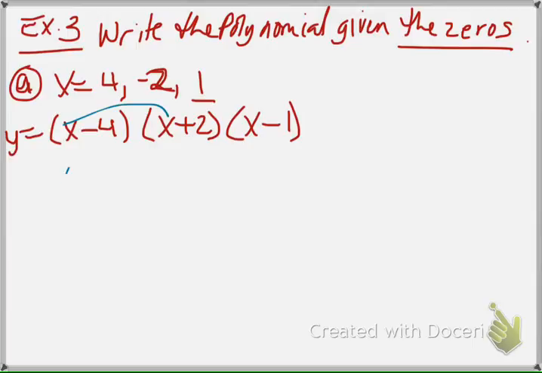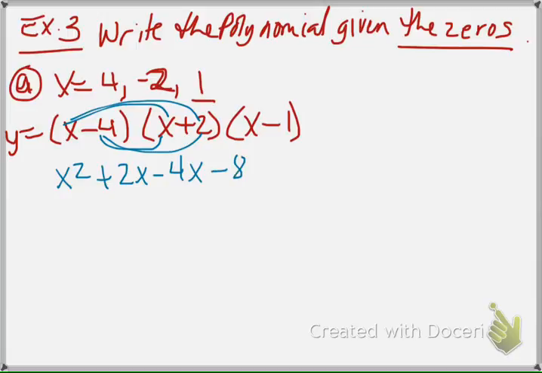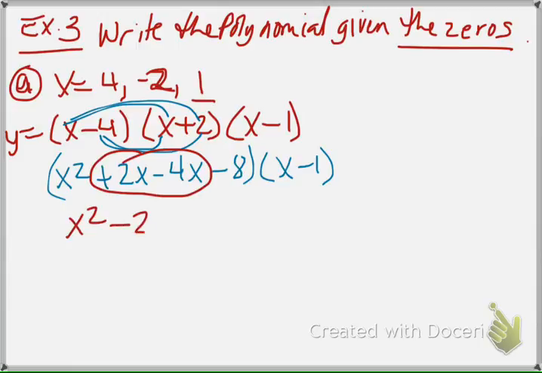X times x, x squared. X times 2, 2x. Negative 4 times x, negative 4x. Negative 4 times 2, negative 8. Negative 8 is right. Now, let's combine whatever we can here, but don't forget, you still have this x minus 1 in the back. So what can we combine in here? The x squared stays, but these two become negative 2x minus 8.